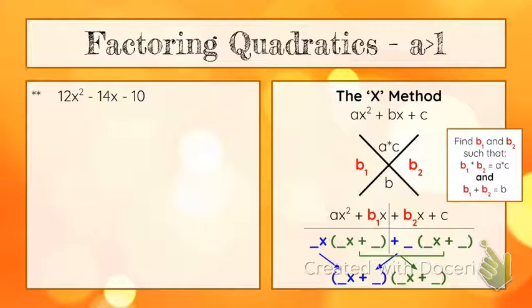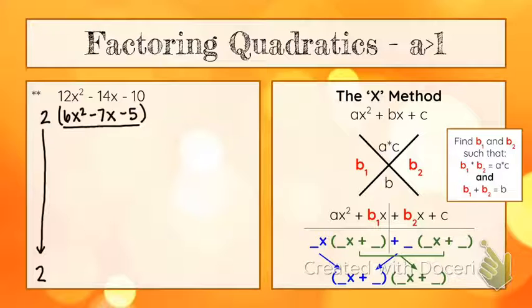So the first thing we're going to do is take out a greatest common factor, because these are all even numbers, and anytime they're all even, that means you can at least take out a 2. So we're going to factor out a 2, and that leaves us with 6x squared minus 7x minus 5. And remember, this 2 comes all the way down to the end and will go in front of the binomials that we find. And then we're just going to use this to factor.